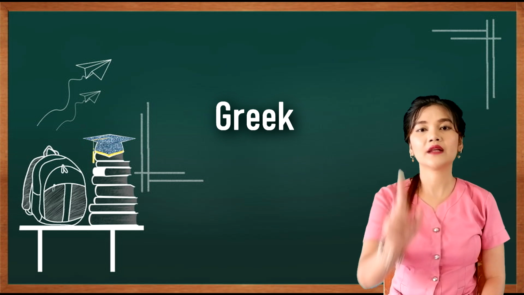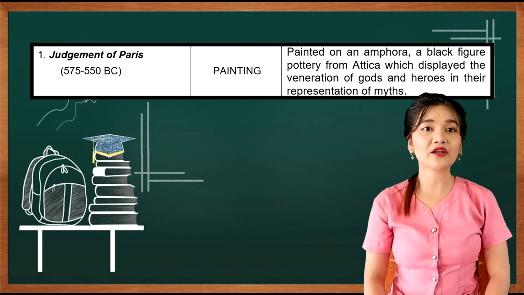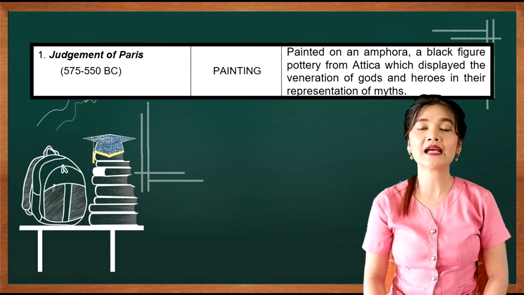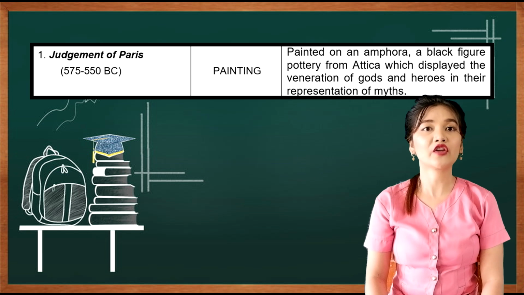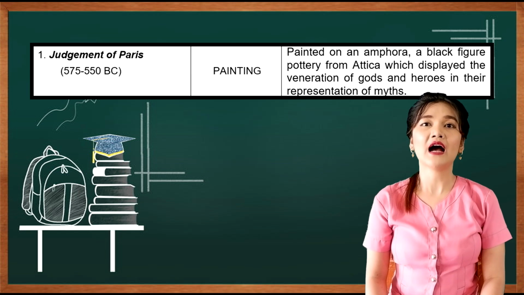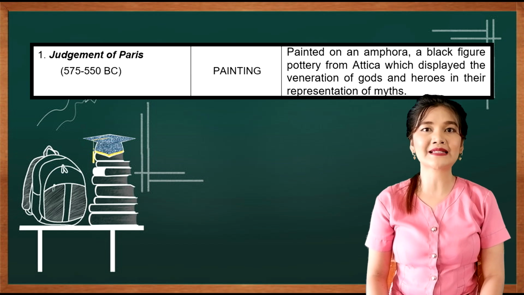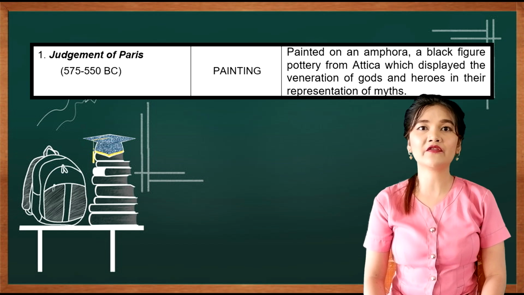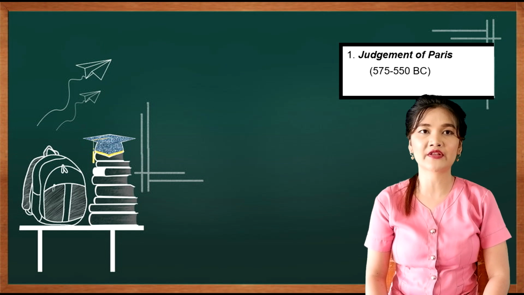Greek. Number 1. Judgment of Paris, 575 to 550 BC. Art form: painting. Painted on an amphora, a black-figure pottery from Attica, which displayed the veneration of gods and heroes in their representation of myths.